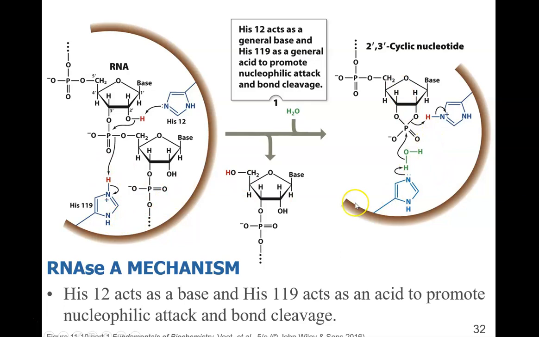Now this histidine is able to act as a base and accept a proton from the water. This makes water now hydroxide, which is a better nucleophile. It is able then to attack this phosphate, and now we're going to break this bond, and these electrons will serve to bond to this hydrogen right here. This hydrogen is going to be donated, so this histidine is now acting as an acid because it donates the proton.